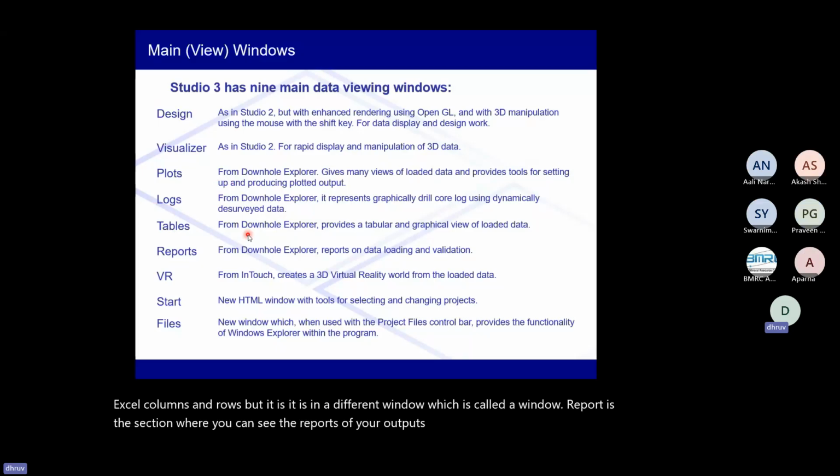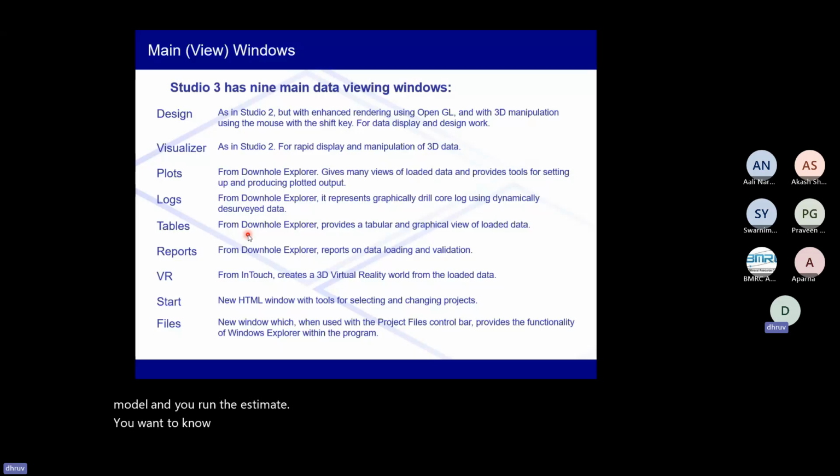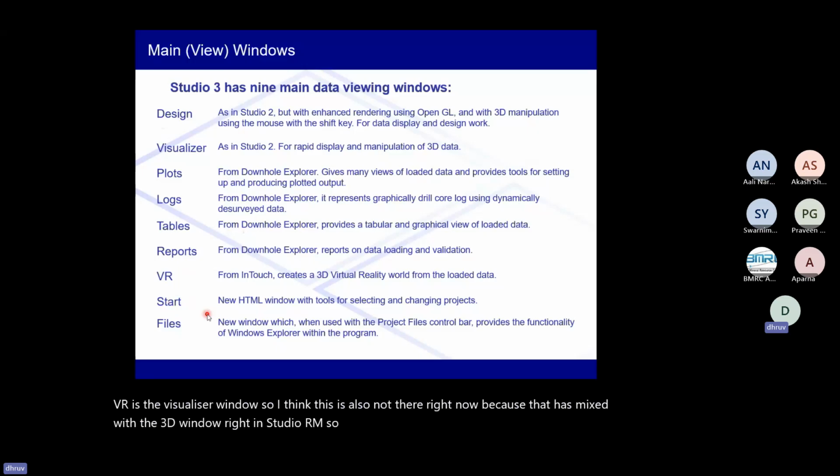Say you created a model and you run the estimate. You want to know the tonnage and grade or estimates of the model, then that will be visible in the report section. VR is the visualizer window. I think this is also not there right now because that has mixed with the 3D window in Studio RM. So a start window, as I mentioned, is the first window, where you can see your recent projects and you can create a new project.